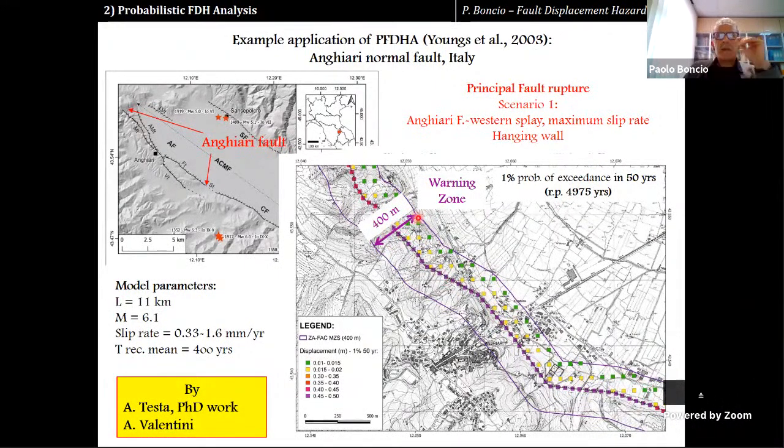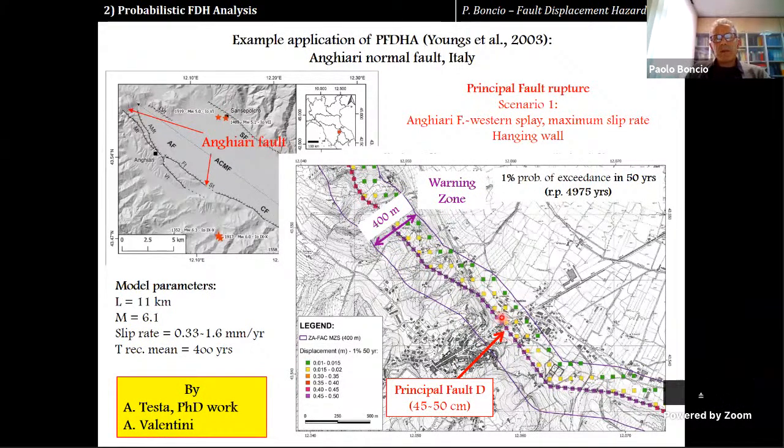This is the warning zone according to the Italian guidelines, 400 meters wide. These are, for example, the displacement expected in 1% in 50 years along the principal fault. Here we have 45, 50 centimeters. We have an 11 kilometers long fault, magnitude 6.1. In this scenario, they use the 1.6, the maximum slip rate possible.